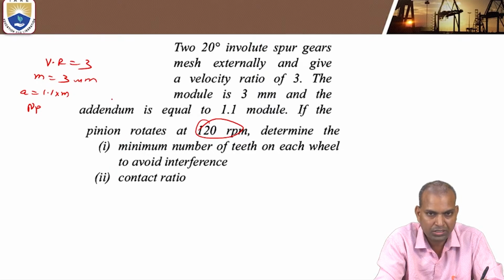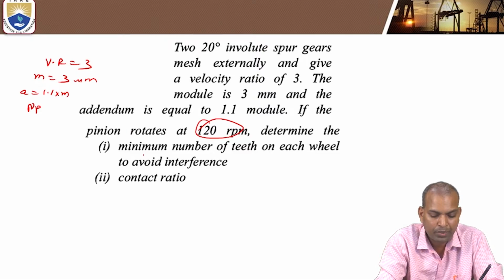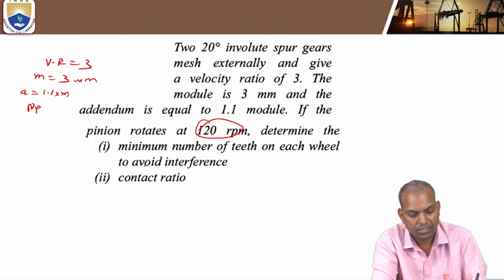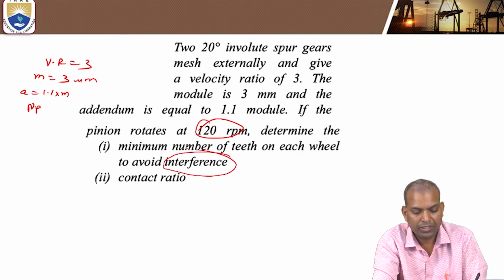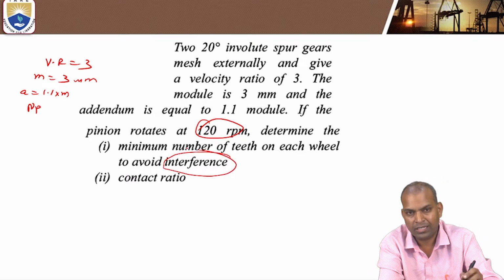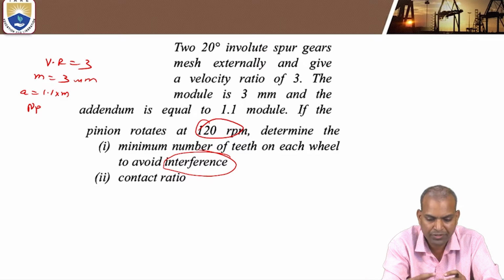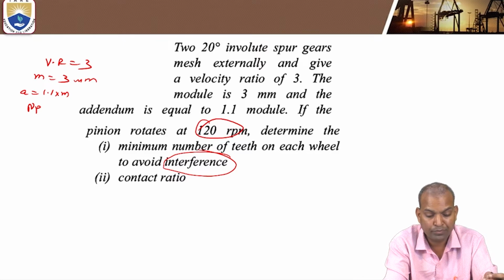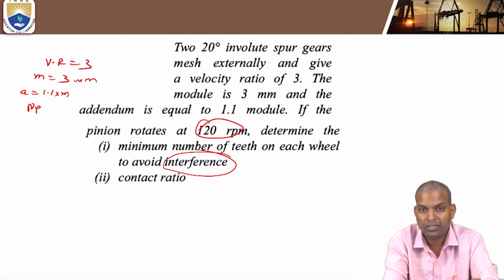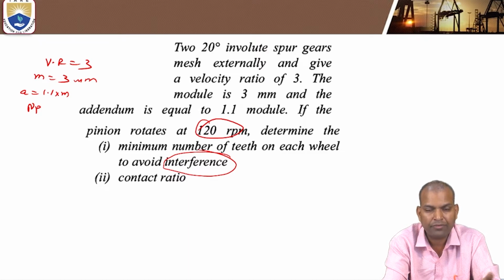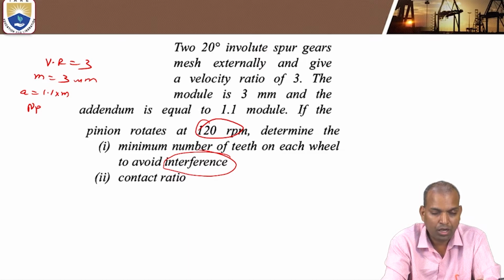And the second objective is the contact ratio. This is a very important model. Here we have to find the minimum number of teeth on each wheel in order to avoid interference. Interference causes damage while running. So in order to avoid interference, what is the minimum number of teeth each wheel should have? And the second objective here is the contact ratio.